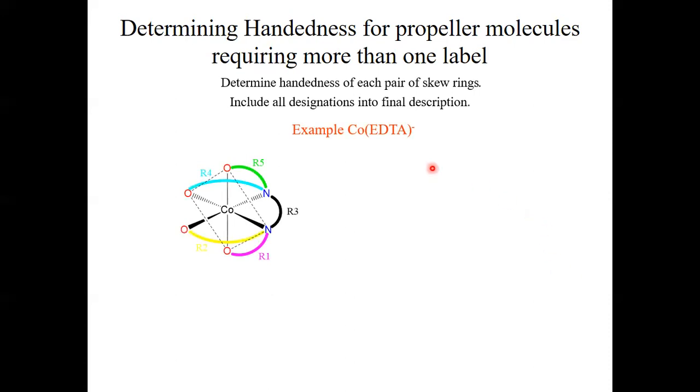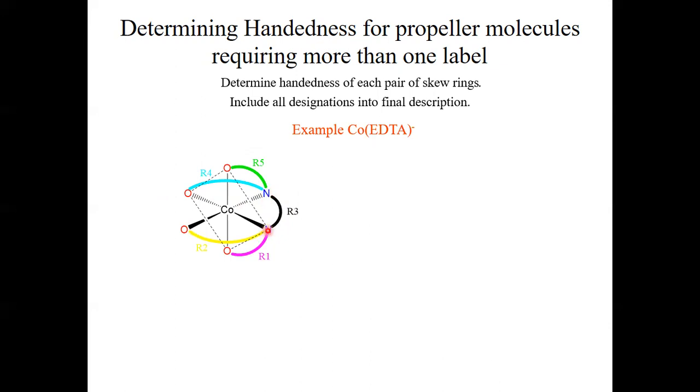And the example here is a cobalt EDTA complex. We have encountered the EDTA ligand previously. We have seen that this is a hexadentate ligand. We have two nitrogen donor atoms, and the two nitrogen donor atoms are here, and four oxygen donor atoms, which are here, here, here, and here. So overall we have five rings to consider here. That is the ring labeled R3, which connects the two nitrogen donor atoms. And there are other four rings that connect the nitrogen donor atoms with the oxygen donor atoms.